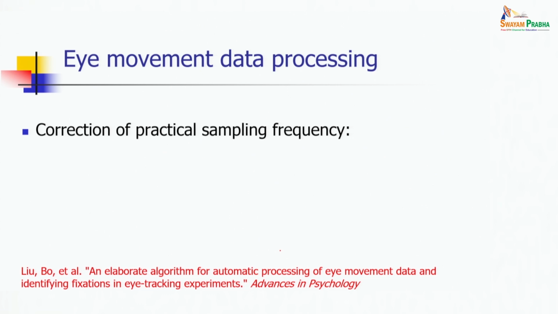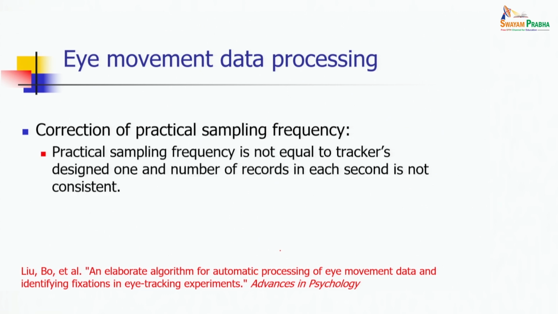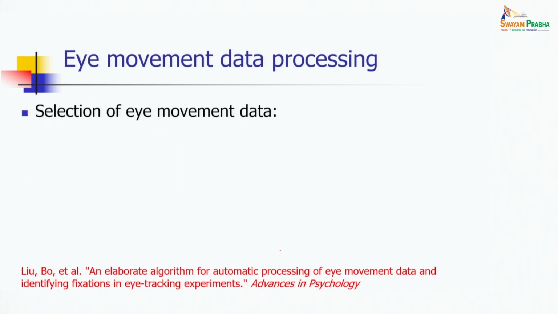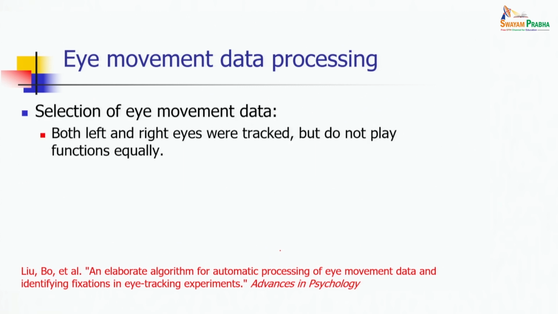You need correction of the practical sampling frequency. It is not equal to the tracker's designed one, and the number of records in each second is not consistent. So eye movement data synchronization creates difficulties in processing, and what we do is we actually take some quality data.